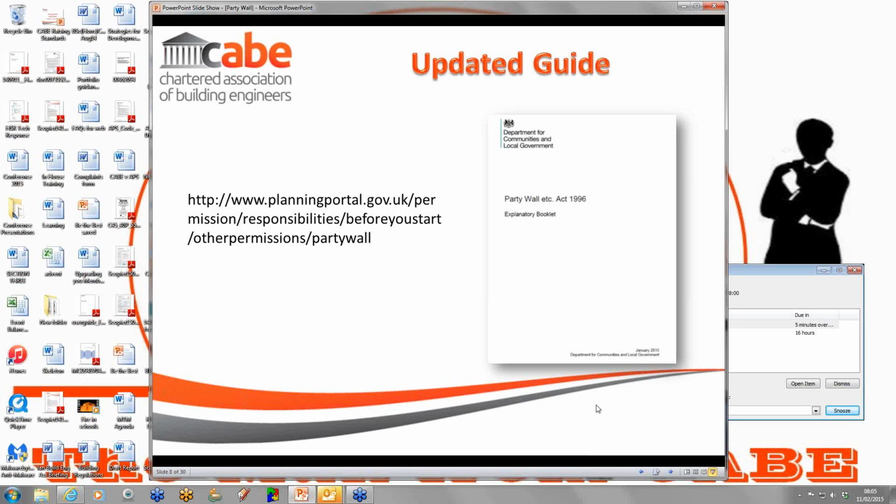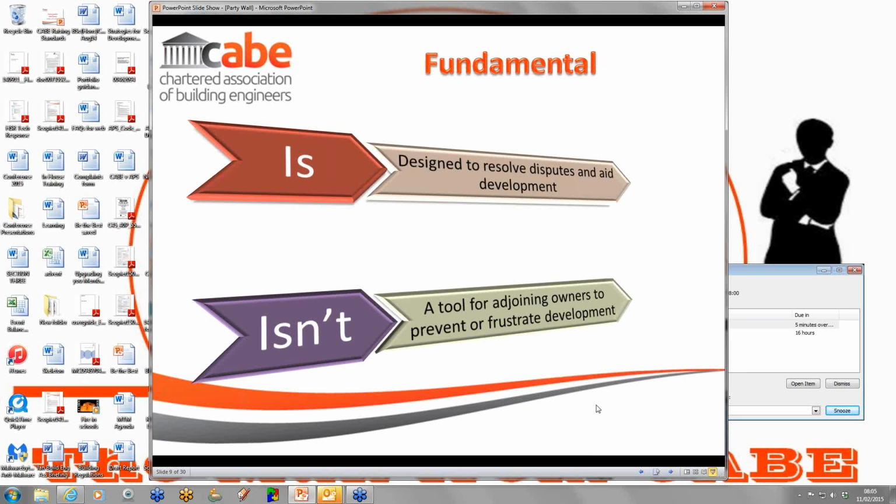As I said just now, there is a new updated version of the explanatory booklet that can be found on the planning portal with a lot of other guidance for other bits of legislation. But it's minor tweaks to make it easier to understand, so I'm not going to dwell on the actual booklet itself. The basic principle of the Party Wall Act is to set down a framework to resolve disputes, and it's intended to be a tool to assist in development and allow building owners to carry out works.